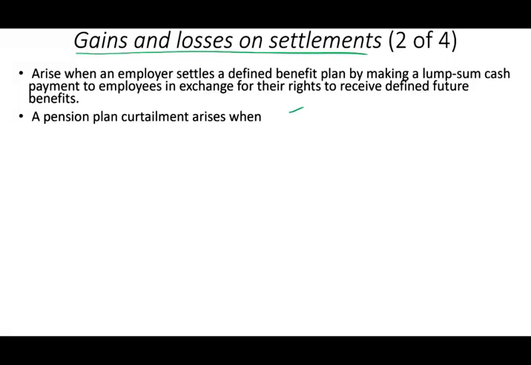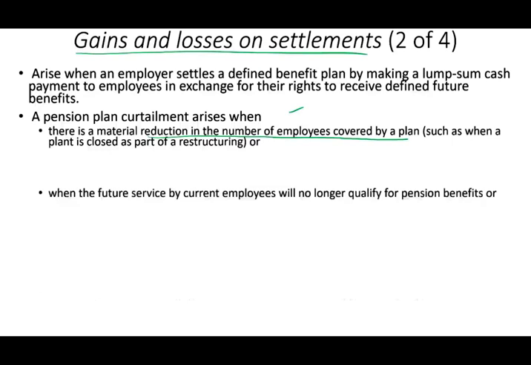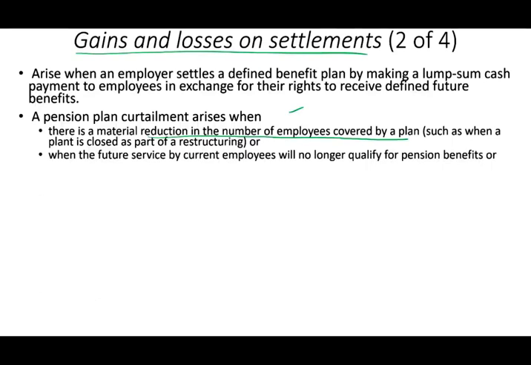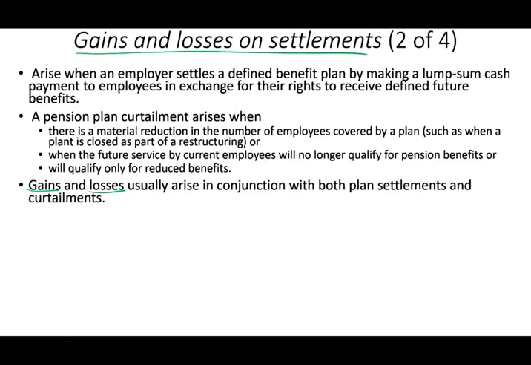A pension plan curtailment is basically similar. It arises when there's a material reduction in the number of employees covered by the plan, such as when a plan is closed as part of restructuring, or when the future service by the current employee will no longer qualify for a pension benefit, or will qualify only for a reduced benefit. Pension plan curtailment is when they reduce your benefit for some reason. They're closing down, they're doing some restructuring, and they would reduce your benefit. So as a result, the company might have gains or losses because of those plan settlements and plan curtailments.